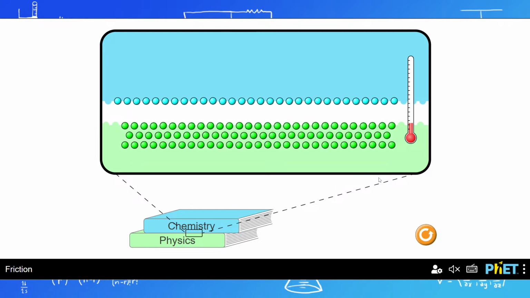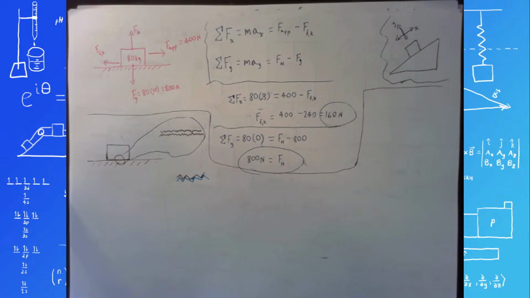So yeah, that's just a very quick basic explanation of how friction works. But there are two types of friction. There are two different types of friction.